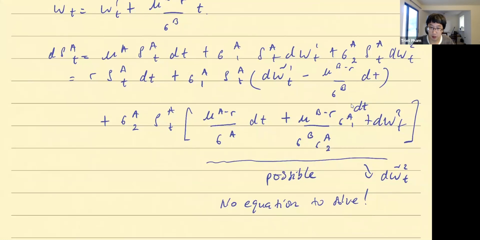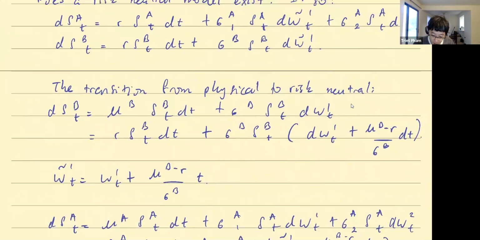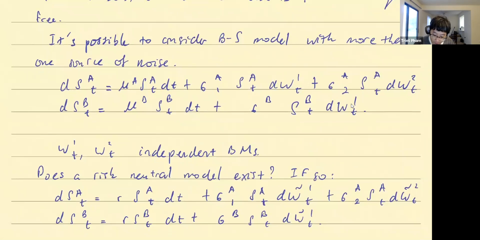The message is simple: because you have more room to move around, you have two sources of noise, you're not tied into that scenario where you have to match this coefficient in a hard way. And so in this example, a risk neutral model exists.